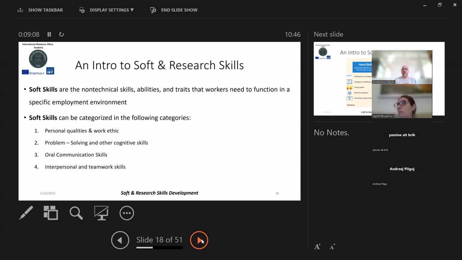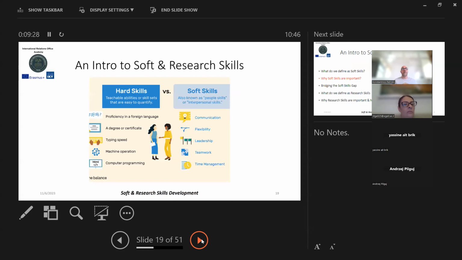We can see how many challenges our planet is facing right now, starting from the Green Deal, from environmental protection, but also peace in our area, especially here in the Southeast Mediterranean area. Oral communication skills, interpersonal and teamwork skills. All these are categories in which we can place what we are going to present.